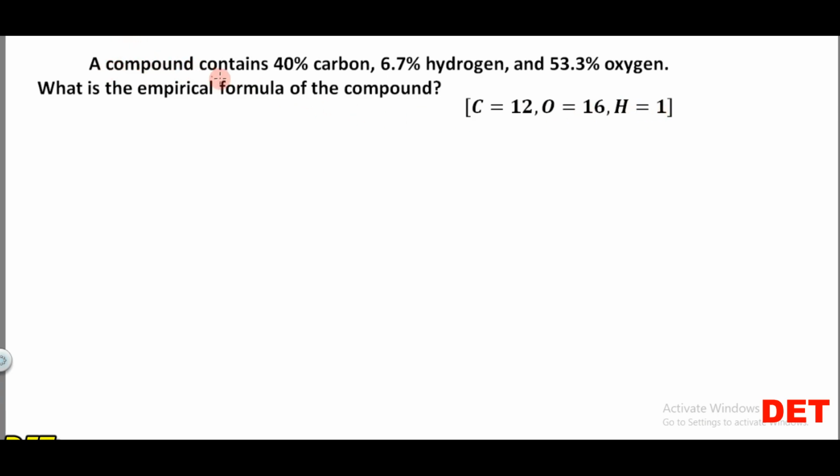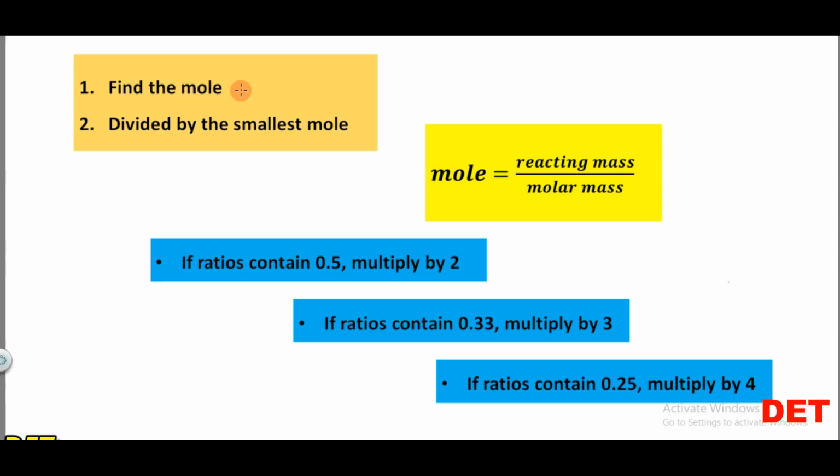Again, the question is: a compound contains 40% carbon, 6.7% hydrogen, and 53.3% oxygen. What is the empirical formula of the compound? It's very important to note that whenever you're solving a question on empirical formula, there are two things you should do. Number one is to find the mole. Then number two is to divide by the smallest mole.